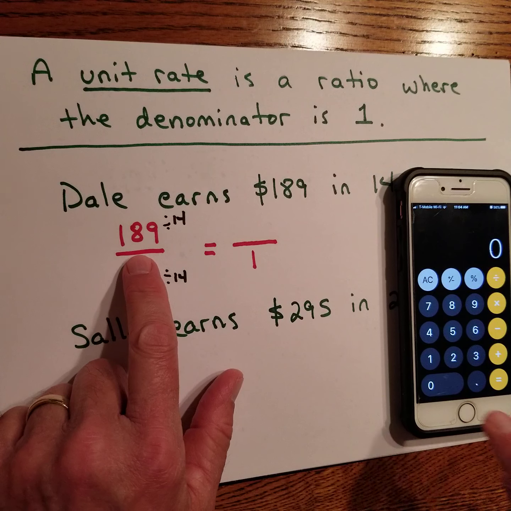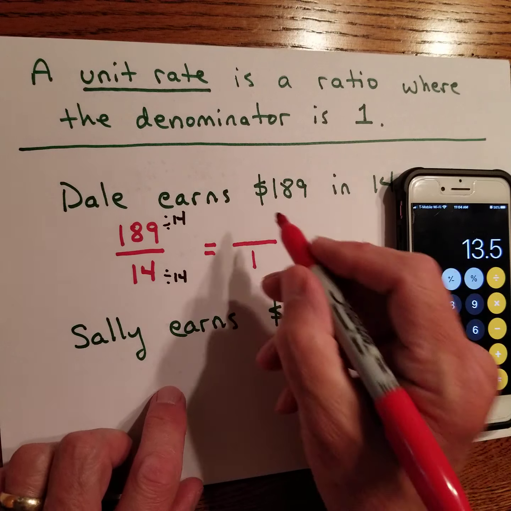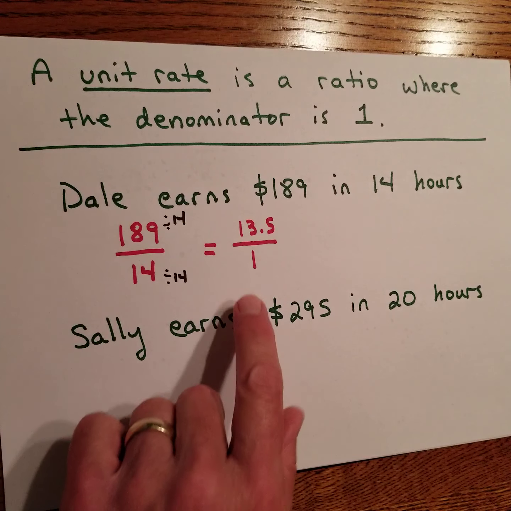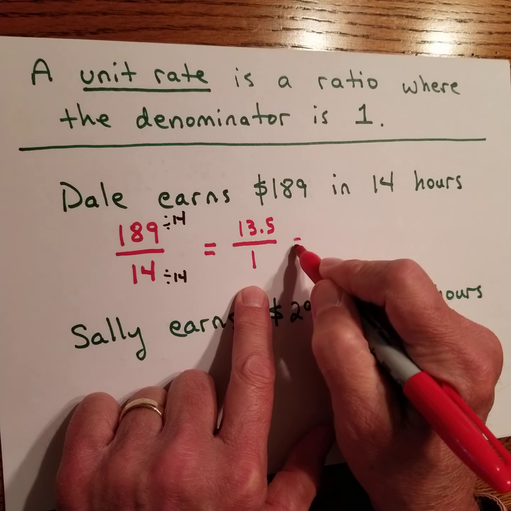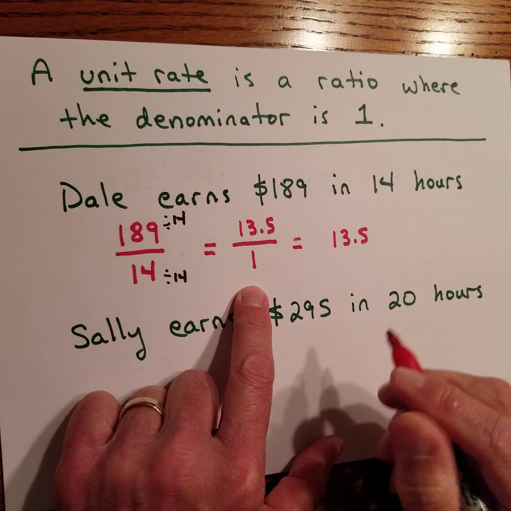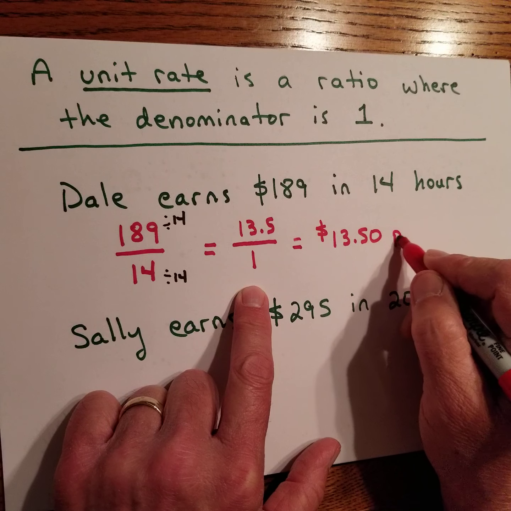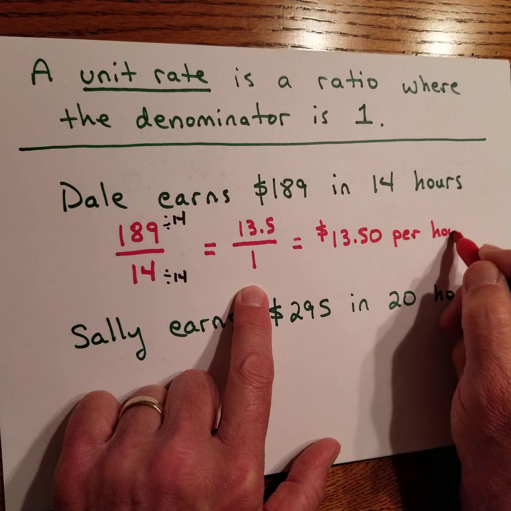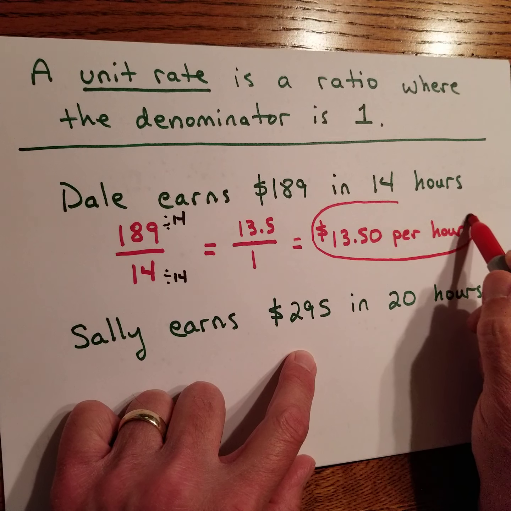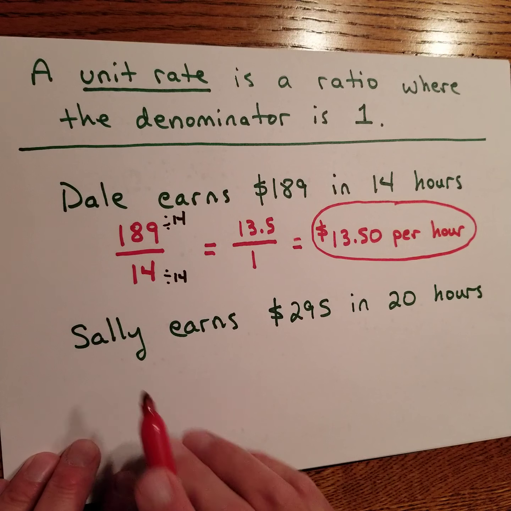Now let's also divide 189 by 14. That's 13.5. Now I know when my denominator is 1, I don't have to write it. So it's 13.5. Let's think of this as money. So it's $13.50 per hour. There's the proper way to write the answer for the unit rate. Now, is Dale being paid better or worse than Sally?